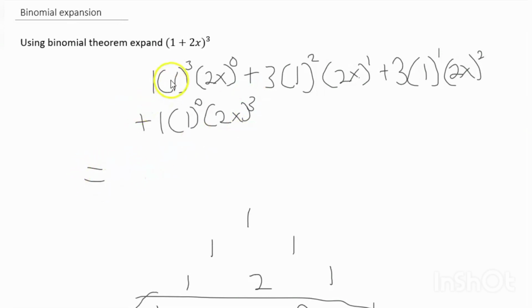open up the brackets. 1 to the power of 3 is 1. 1 multiplied by 1 is 1. 2x to the power of 0 is 1. So everything here is 1 basically. You can use your calculator if you need to. So 1 to the power of 2 is 1. 1 multiplied by 3 is 3. Alright, so we have 2x. So 3 multiplied by 2x would be 6x.